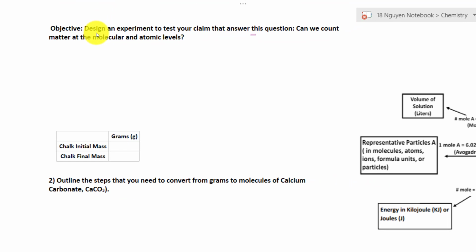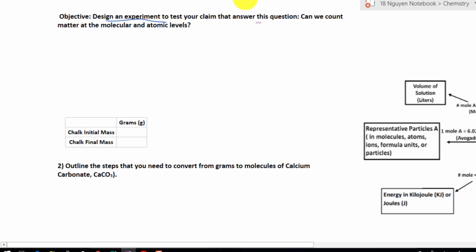So the main objective of this lab is to design an experiment to test a claim that answers this question. And this question basically is, can we count matter at the molecular level and the atomic levels? There are two things that I gave you in terms of getting you started with designing the experiment.